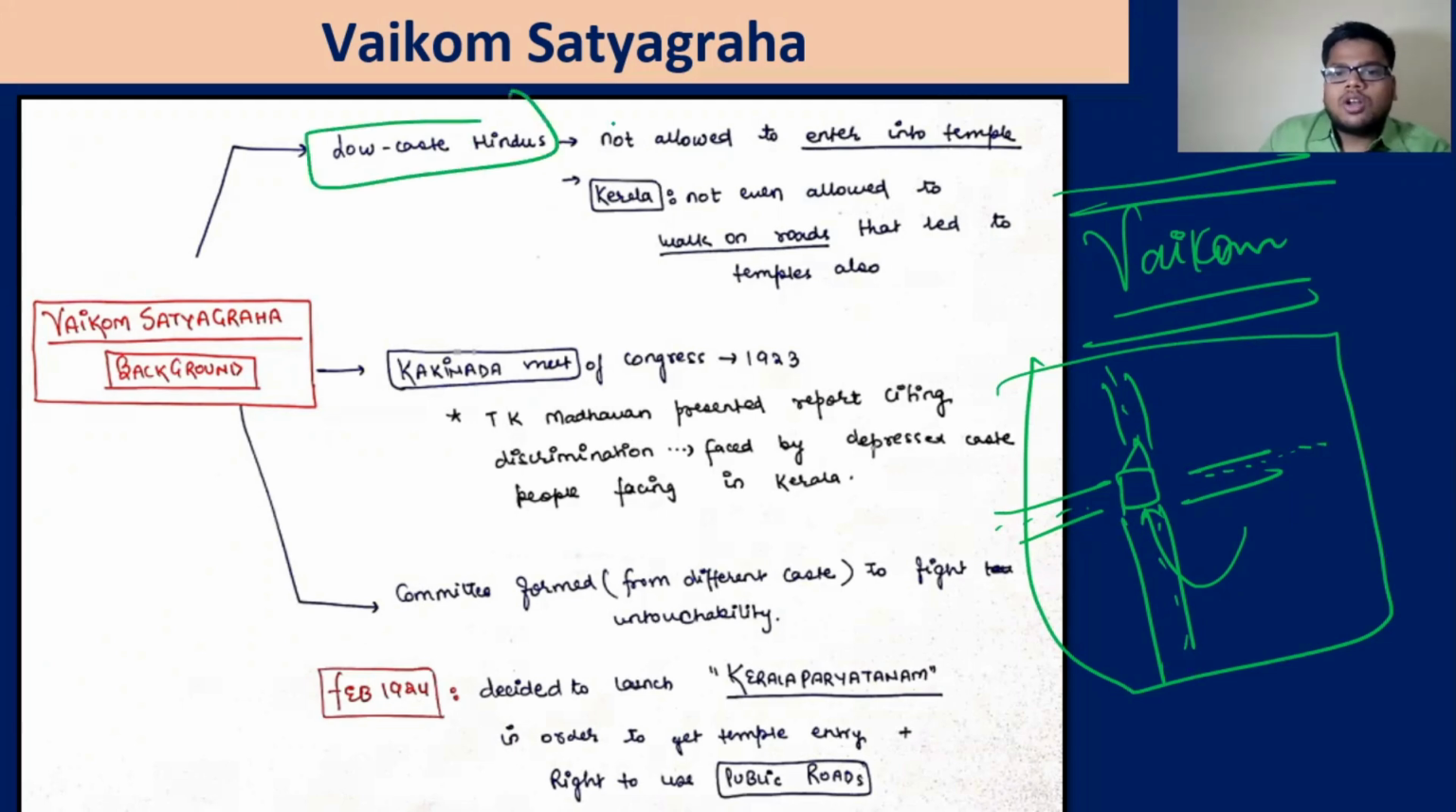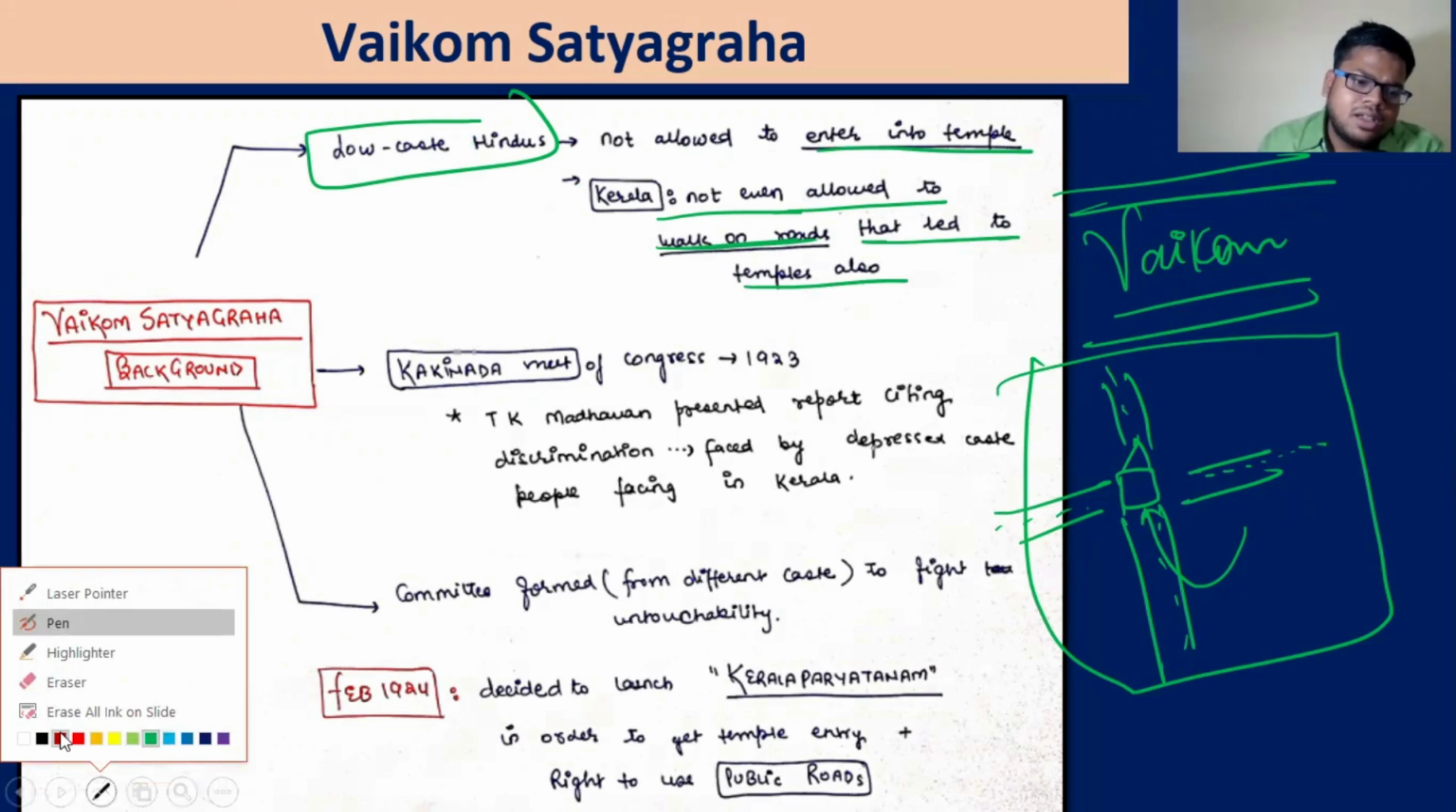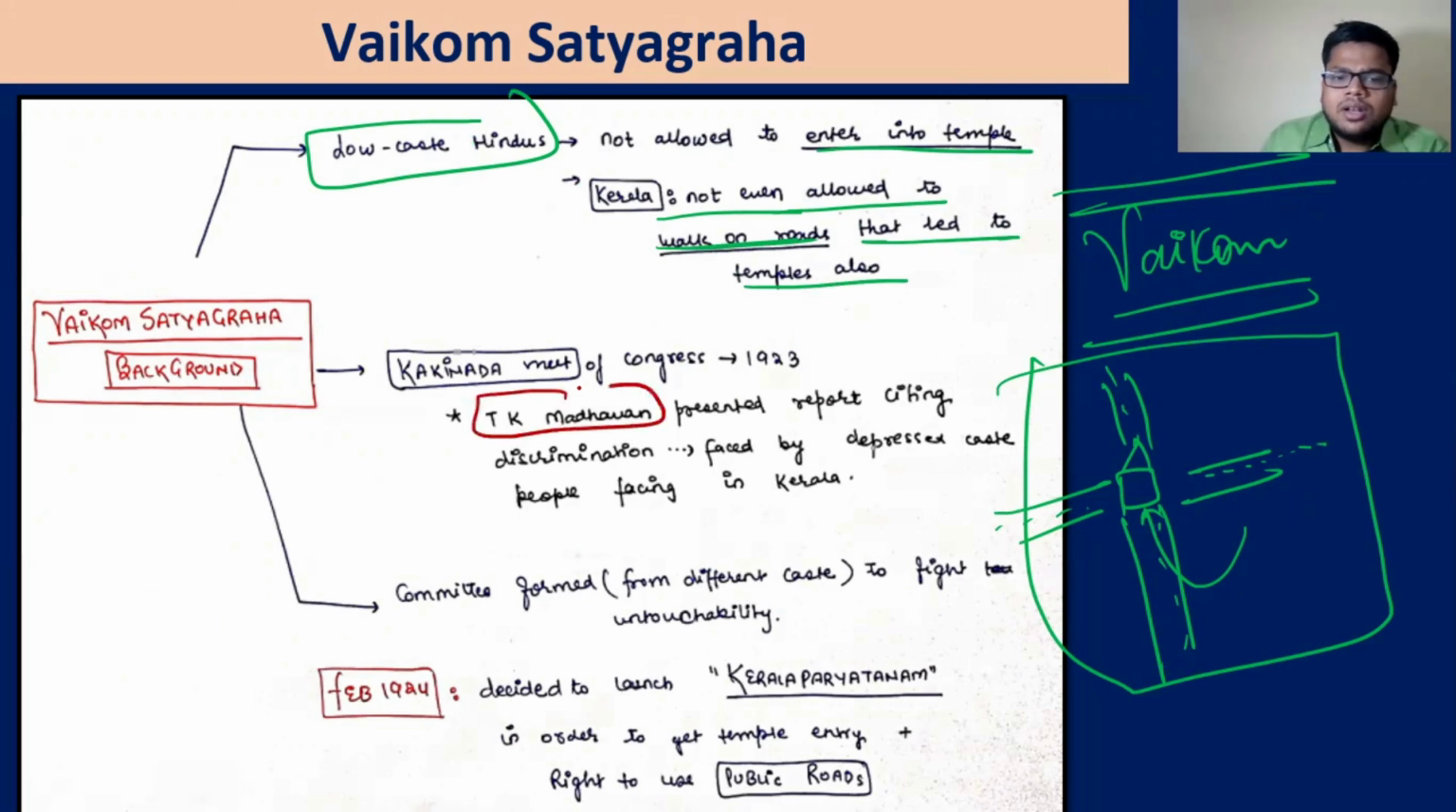So the low caste Hindus were not allowed to enter the temple. In Kerala, they were not even allowed to walk on the roads that lead to the temple. At the Congress Kakinada session, they met, and T.K. Madhavan raised this proposal that this needs to be solved. We need to do something against it. This is a blatant discrimination. Then committees were formed.